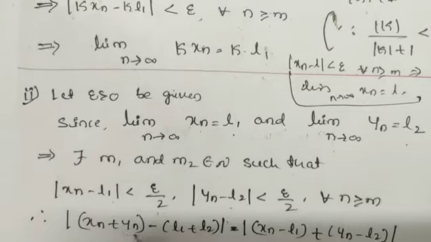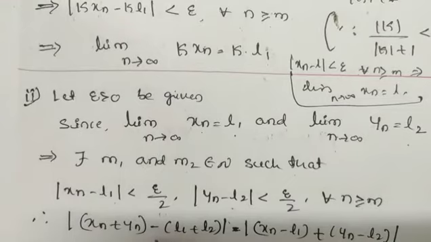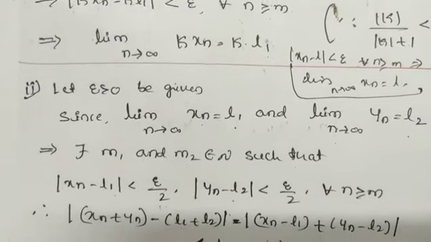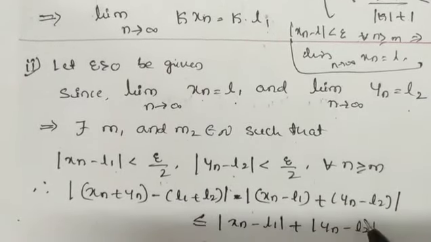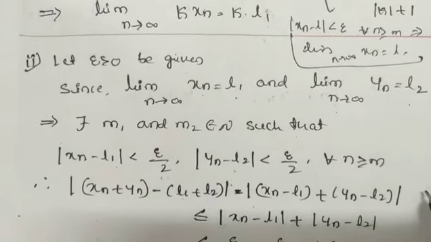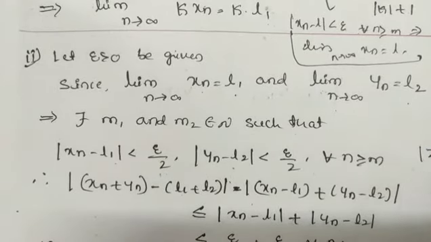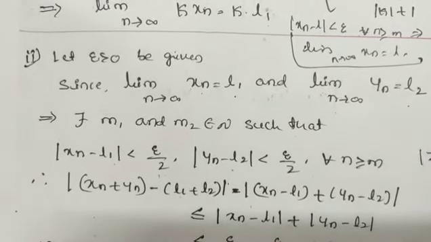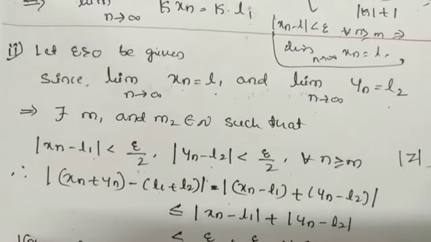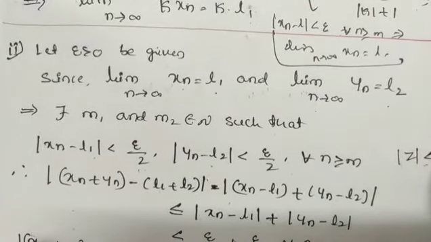So consider mod of xn plus yn minus L1 plus L2. Why have we taken this? Because this is what we want to prove, so whatever you want to prove, you have to take that only. This is equal to mod of xn minus L1 plus yn minus L2. Now, if you open this mod, what happens?